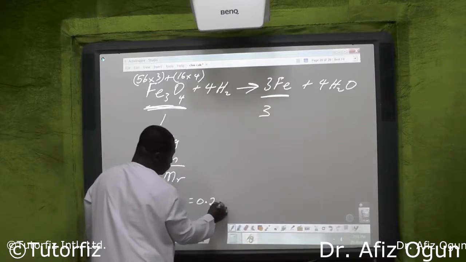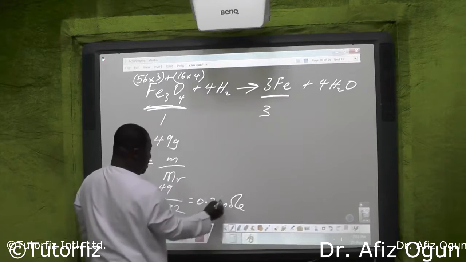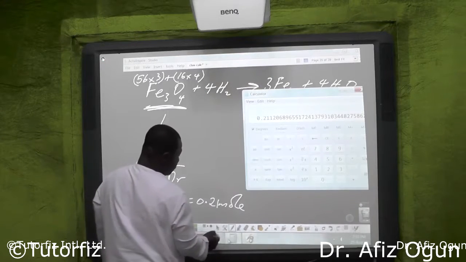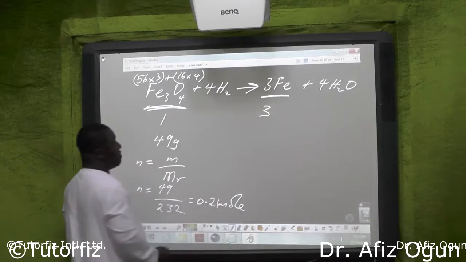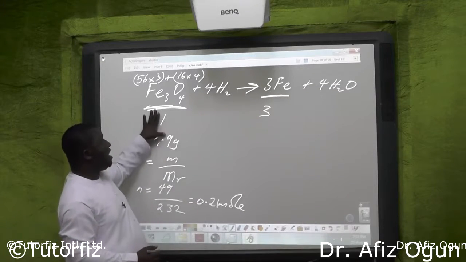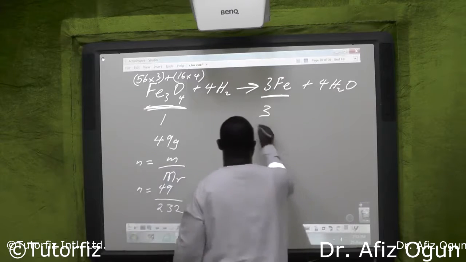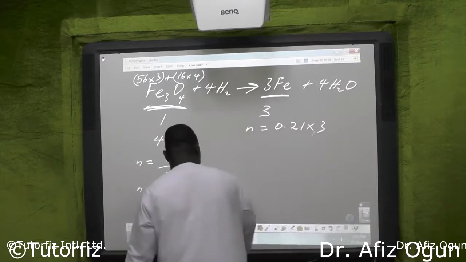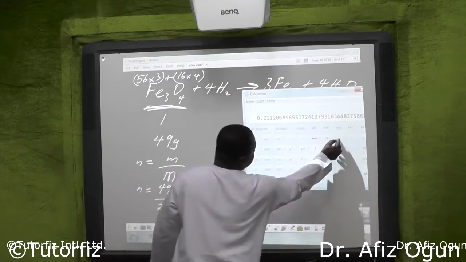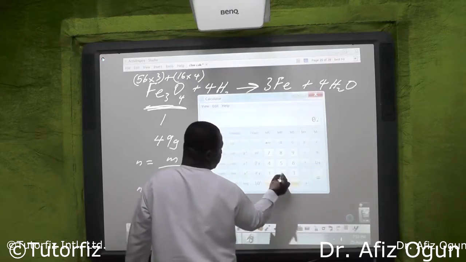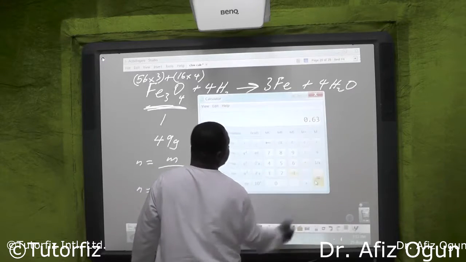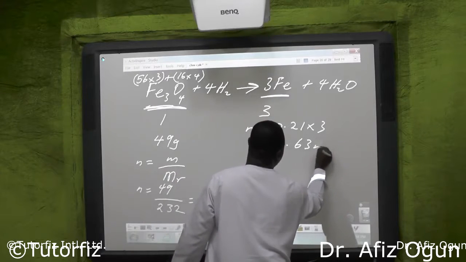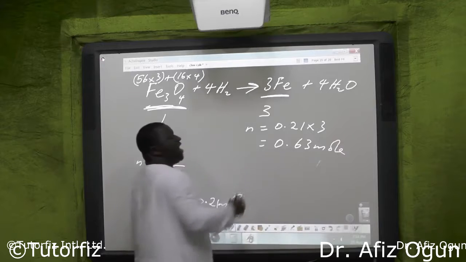0.21 mole. If this is 0.21 mole, what will be this? Of course, multiplied by 3. And here will be 0.21 multiplied by 3, which is 0.63. So this is 0.63 mole. This is the number of moles you are expecting here.